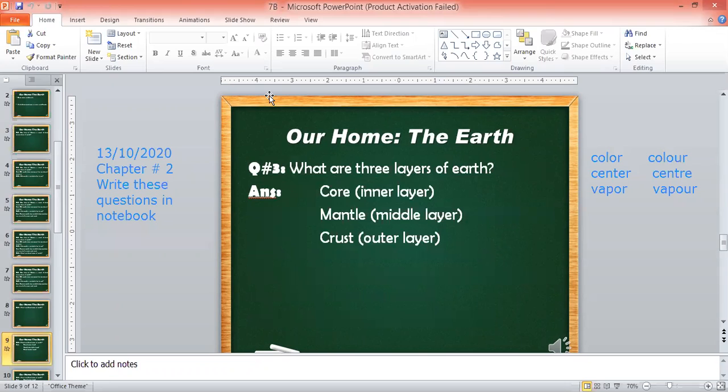One student is saying that he knows the answer. Very good if you know the answer. Okay, write this answer in your notebook. It's the answer for question number 3. Take your time, write it, be relaxed and write it carefully. Okay, everyone.